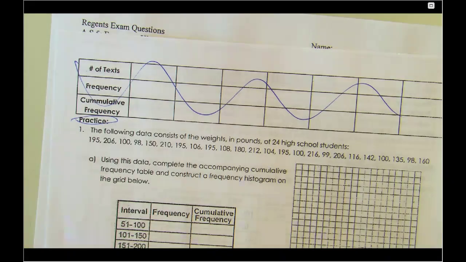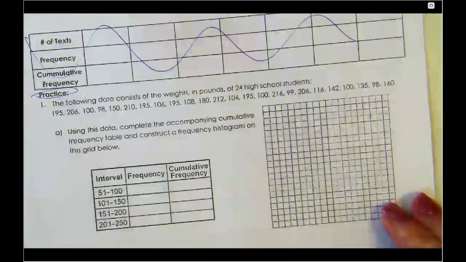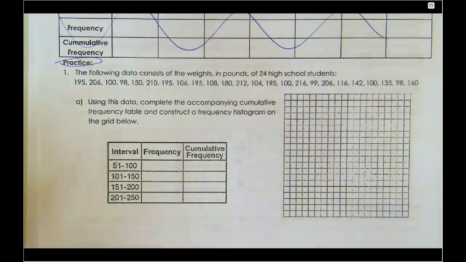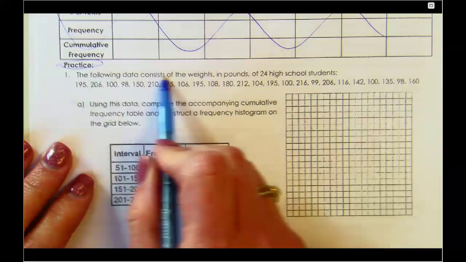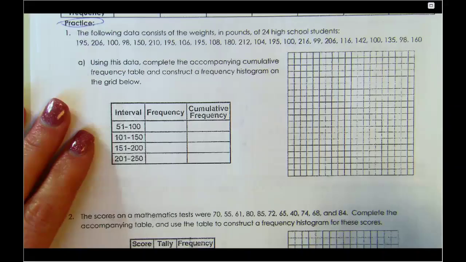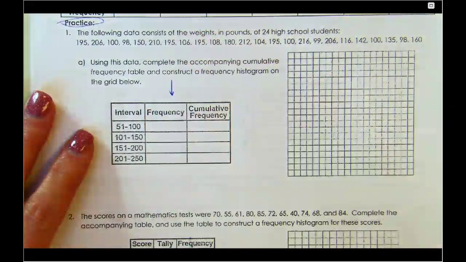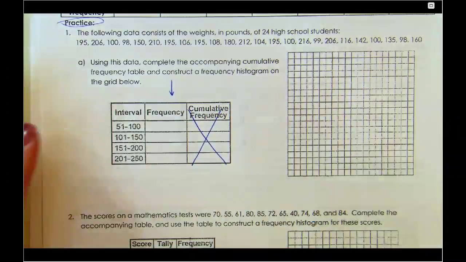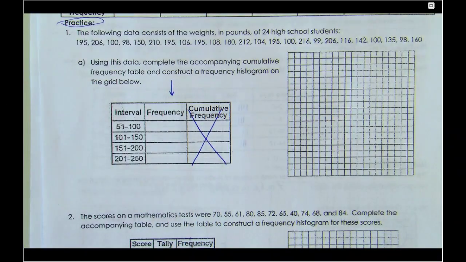Okay. Oh, we're still doing the practice? Yeah, we're going to do the practice. Okay, so here's what I want you to do. This data consists of the weights in pounds of 24 high school students. I would like you to make the frequency table for me. Don't worry about cumulative frequency. That does not matter. Make your tallies, count up how many there are, and do that much for me. And then we'll talk through another histogram. Now that you've seen me make one, we'll talk through another one.